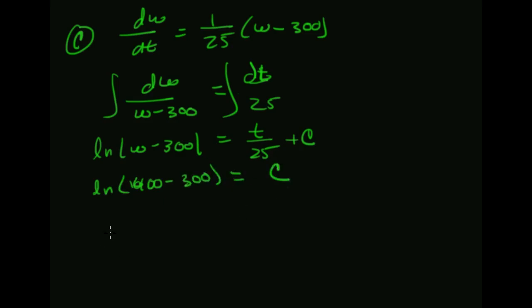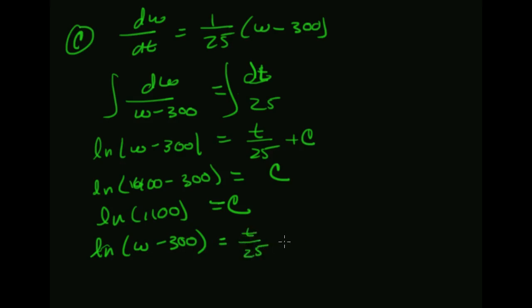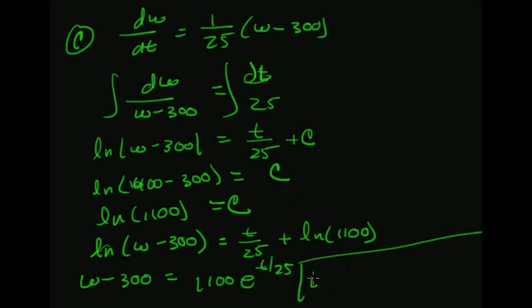when t is 0, so this is going to be the natural log of 1,100 is C. So the natural log, and we can just drop the absolute value, because we're on 0 to 20, which is going to keep this in bounds, t over 25 plus the natural log of 1,100. Take e of both sides, we get W minus 300 is 1,100 e to the t over 25, which means that W of t is 1,100 e to the t over 25 plus 300. And there you go. So that's the solution to the differential equation.